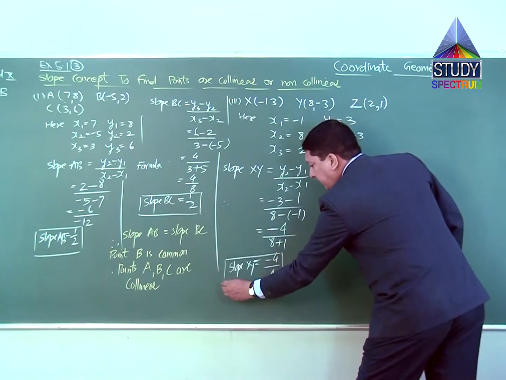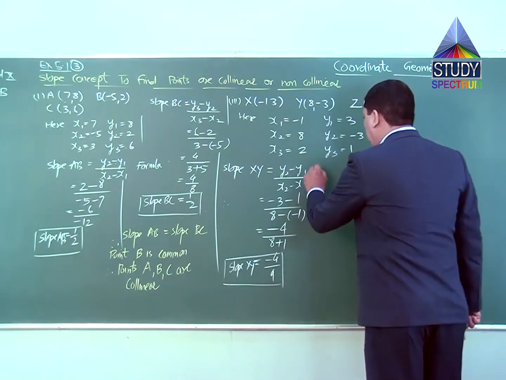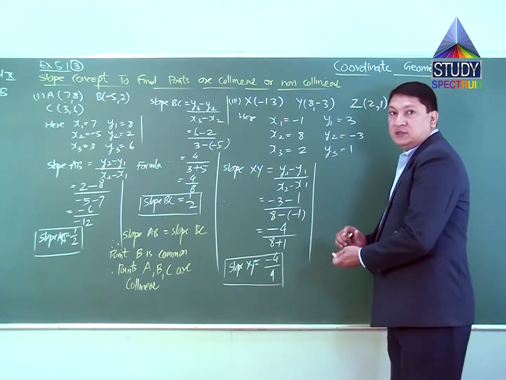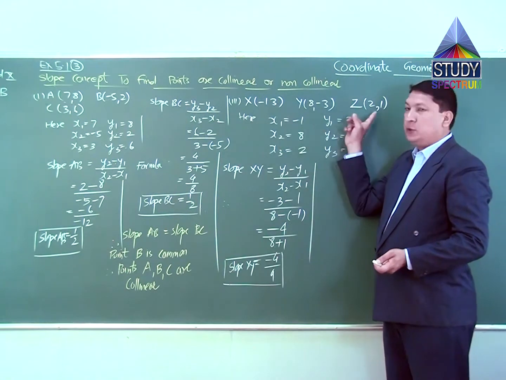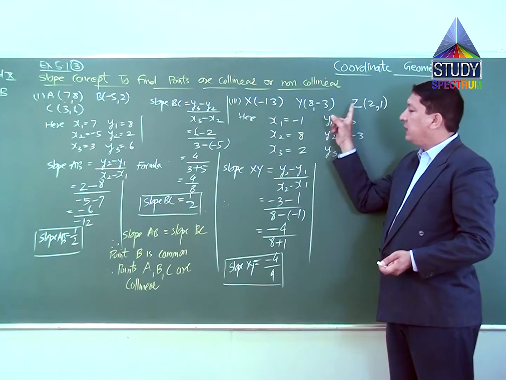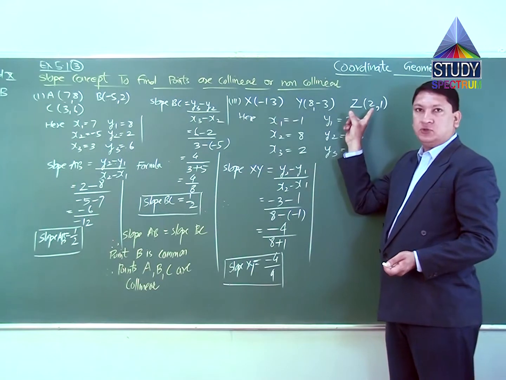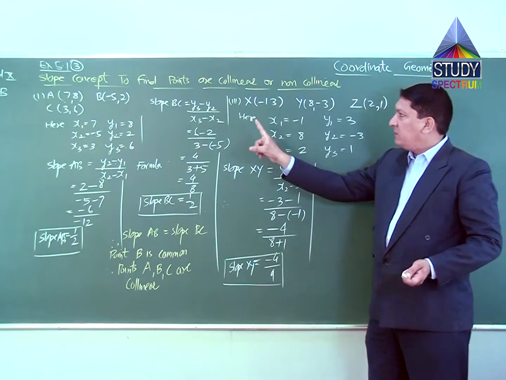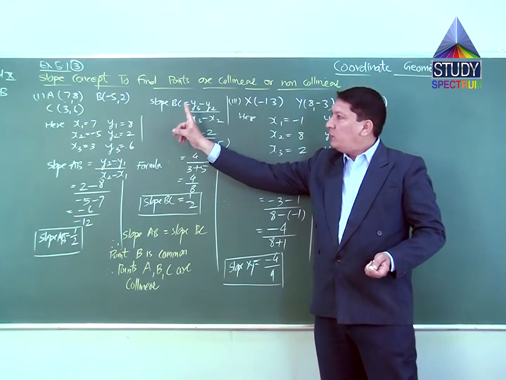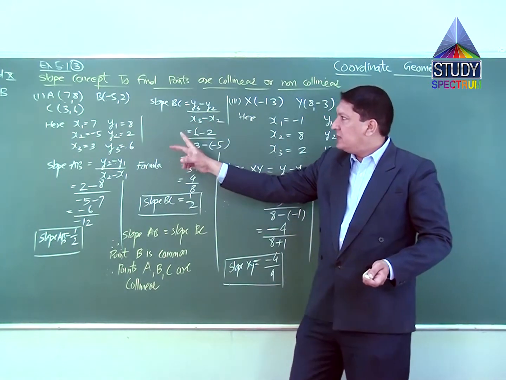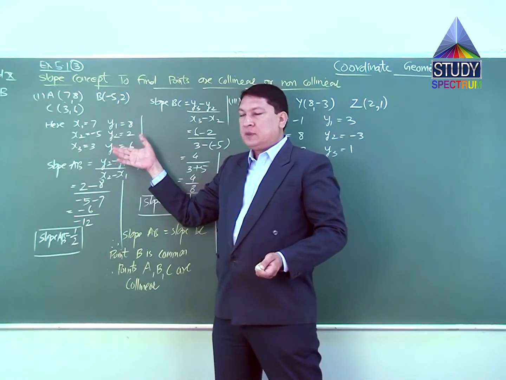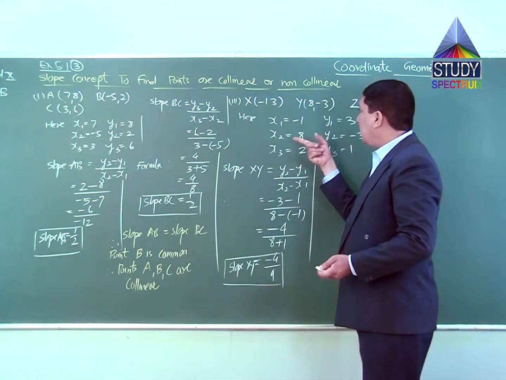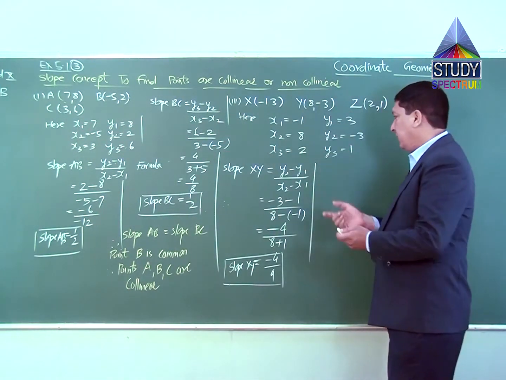This is the slope of line XY, minus 4 upon 9. Now we'll find the slope of YZ. Again students, we can find the slope of XZ also. It is not necessary to find the slope of YZ; you can find XZ also. So this time for a change, let's find the slope of XZ. Last time we found the slope of BC, where the points were A, B, C. What we did last time was AB and BC. As I said, we can find the slope of AB and AC also. So this time I'll find the slope of XZ.